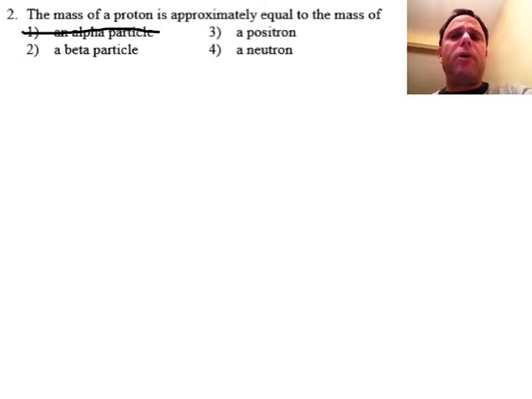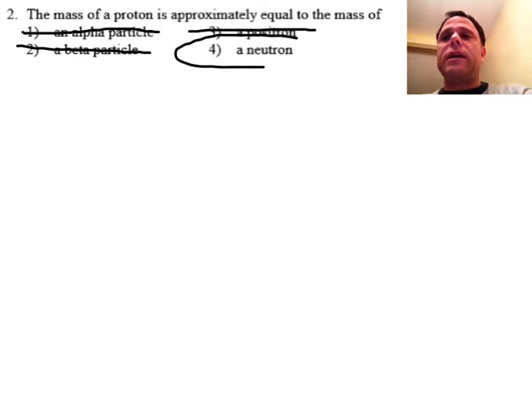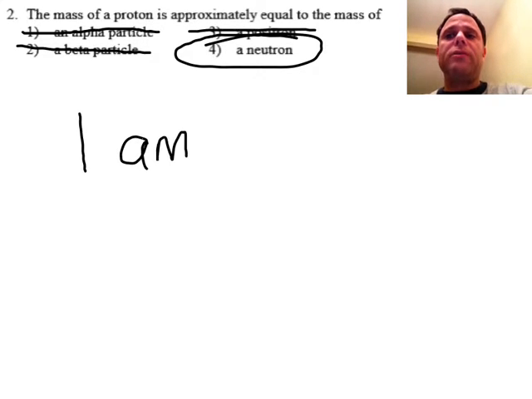Furthermore, it is not beta particle. Beta particle is very similar to an electron, but again, we'll talk about that more in nuclear chemistry. A positron, also nuclear chemistry, is similar to an electron but has the opposite charge, so it's like an electron with a positive charge. And our last standing answer is a neutron, and in fact, that is true. Both protons and neutrons have 1 atomic mass unit.